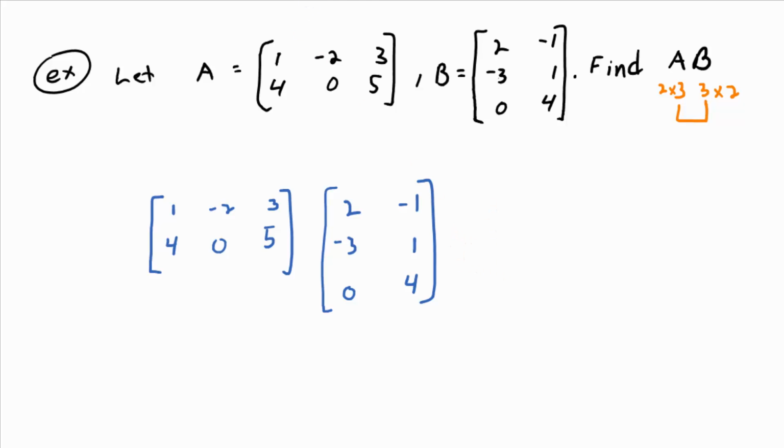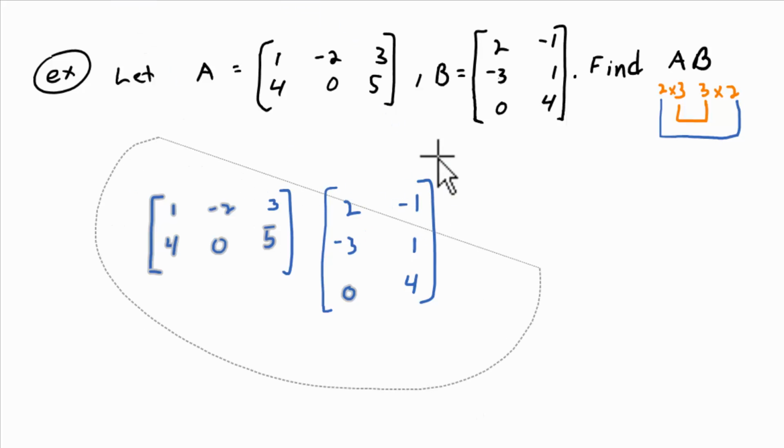I think I'm going to give you a spoiler, just because it does make it easier. The outer numbers give you the order of the resulting product. So we can expect a 2 by 2 matrix as our product. Outer numbers are both 2. Okay, so what's the process?